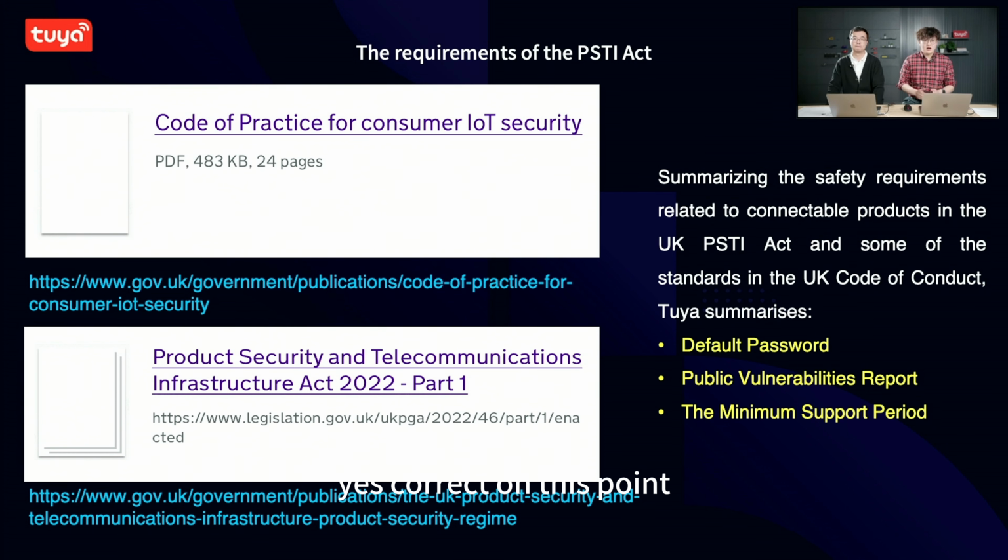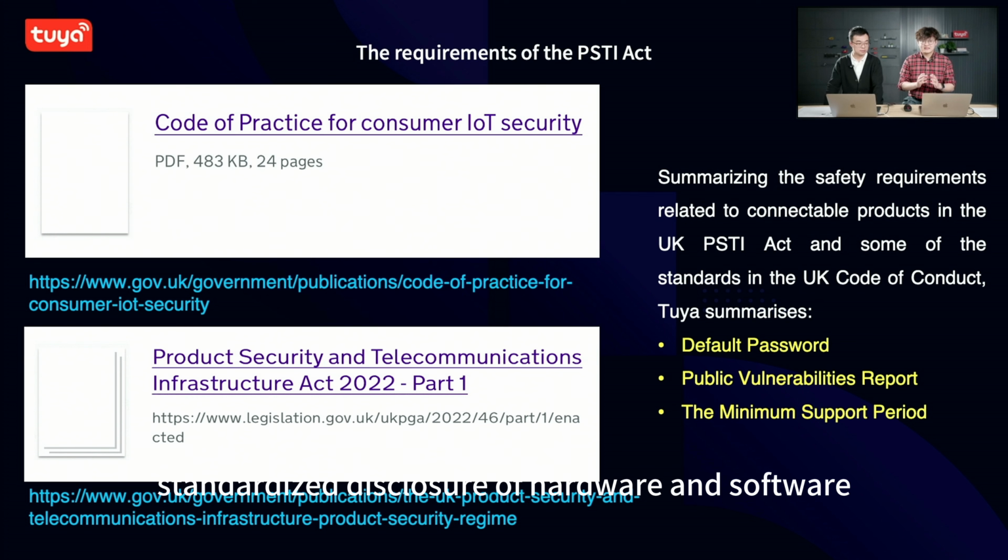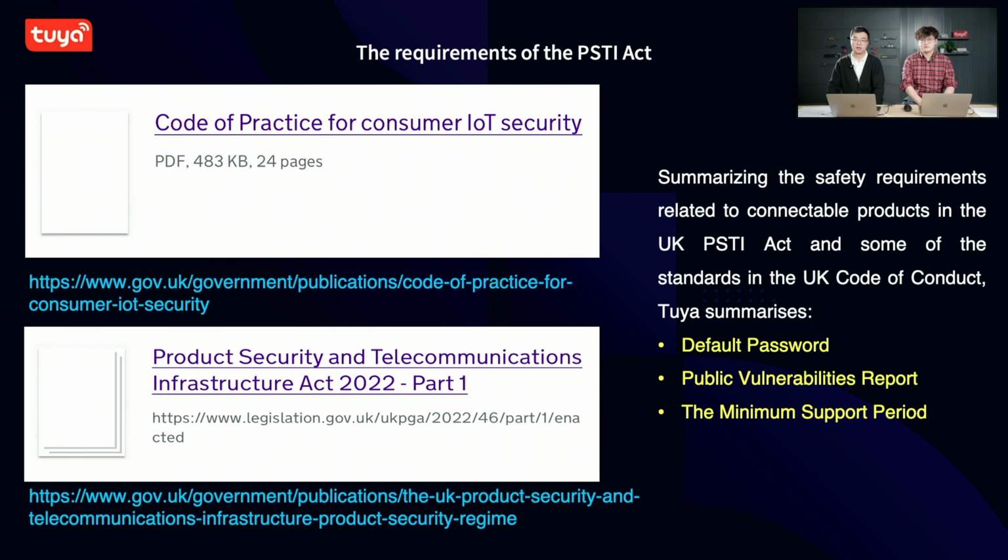Yes, correct. On this point, it's mainly a matter of the enterprise's disclosure specification, and basically we will put forward revised opinions to the enterprises after reviewing it. The main problem is that enterprises need to standardize the disclosure of hardware and software, which is often ignored by enterprises. Yes, enterprises need to pay attention to standardization of expression.